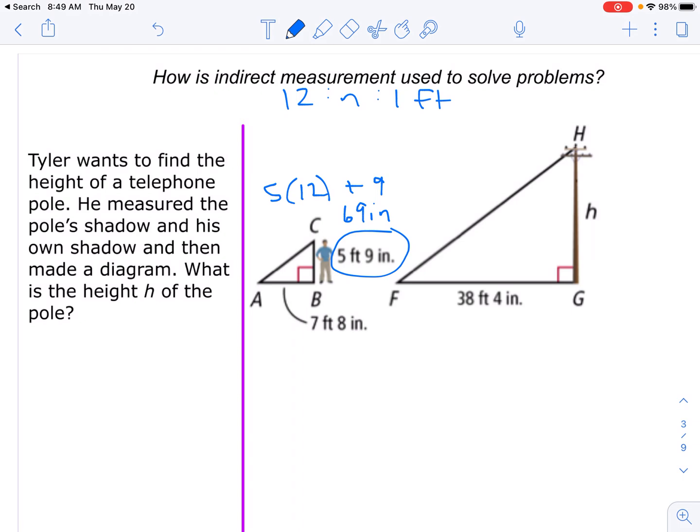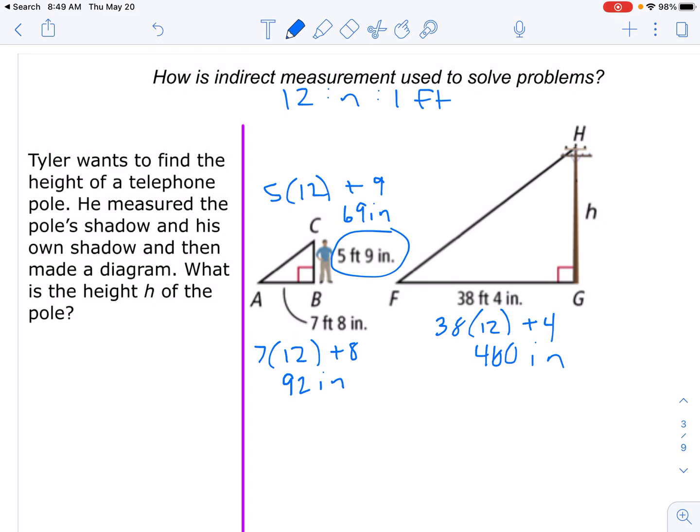His shadow is 7 feet, so that would be 7 times 12 plus 8 inches, or 92 inches. And for the telephone pole's shadow, there are 38 feet, or 38 times 12 inches, plus an additional 4, 460 inches. So now I'm going to set up a proportion because these triangles are similar.